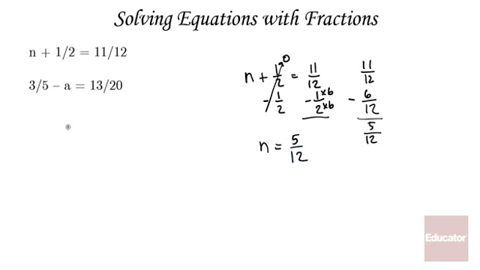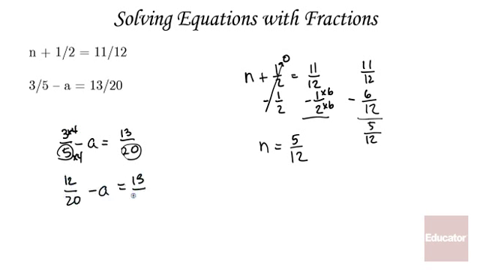Let's try another problem. We have 3 over 5 minus a equals 13 over 20. You could also make the denominators the same before working with a fraction. So here I'm going to make 5 the same as 20 by multiplying by 4. So on top I have 3 times 4. I get 12 over 20 minus a equals 13 over 20. So I've made the denominators the same.